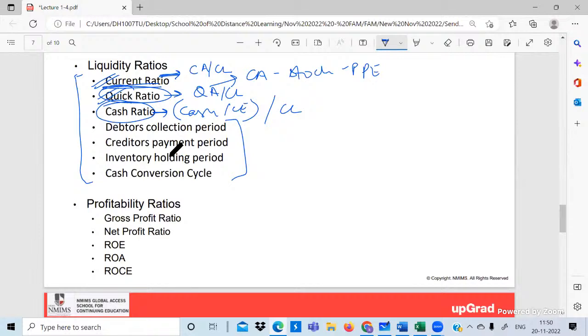So let's say you would be availing services from someone, so you will have to make a payment after some days. So that's your creditor's payment period. You are giving service to someone, that person will make a payment to you in a few days. That's your debtor's collection.